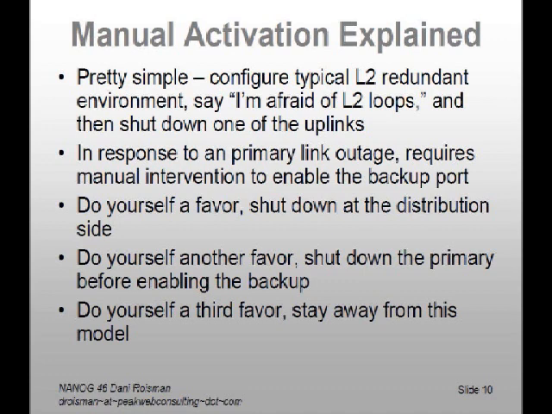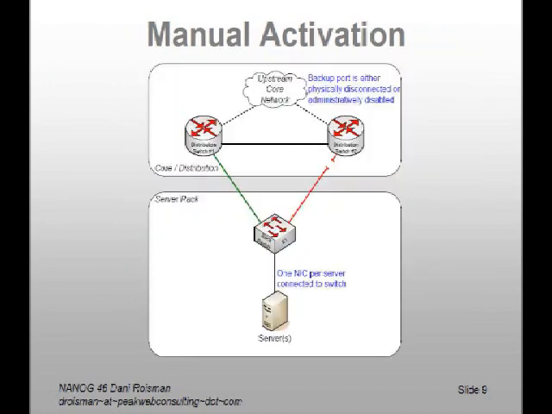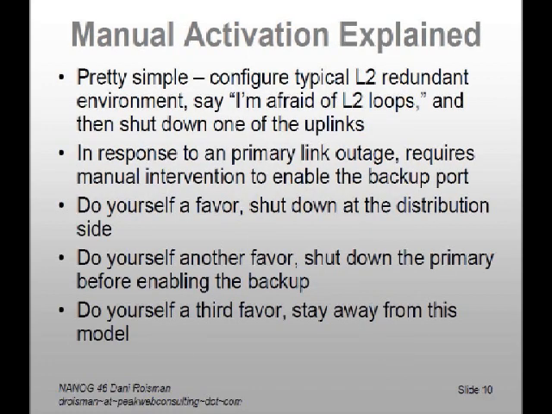So if you have a failure on the primary link, you're going to have to manually unshut the second link. Now do yourself a favor, if you're going to run this model, shut it up at the distribution side. Don't shut the backup link on the rack switch side, because then you can't unshut it without walking up to the rack switch or consoling in. Do yourself another favor. If you're going to switch over, make sure you shut down that primary, so if it does come back up, you don't have an inadvertent loop.